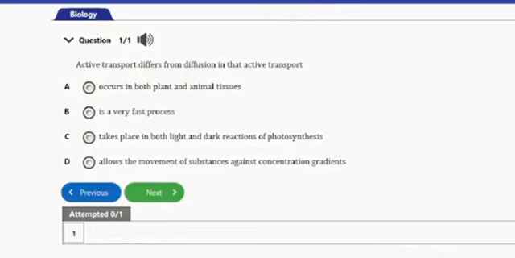So guys, the answer to this question here is option D. Active transport actually allows the movement of substances against concentration gradients, and here energy is used. So that's it for that question, and this is where we'll end this video for today.